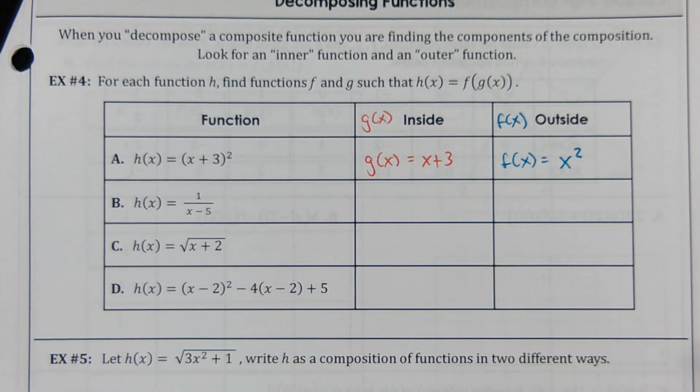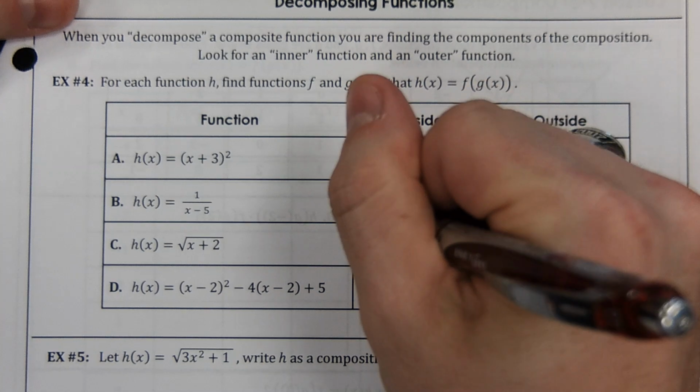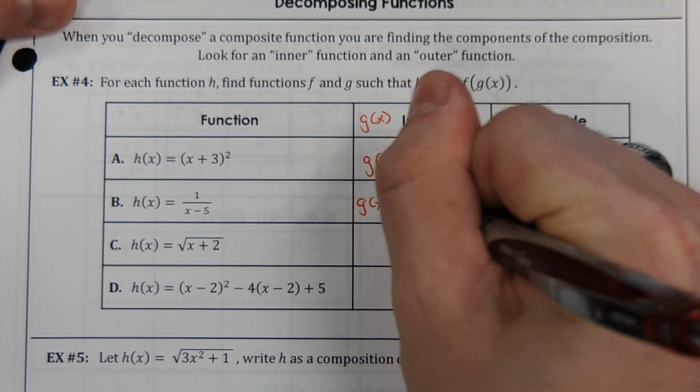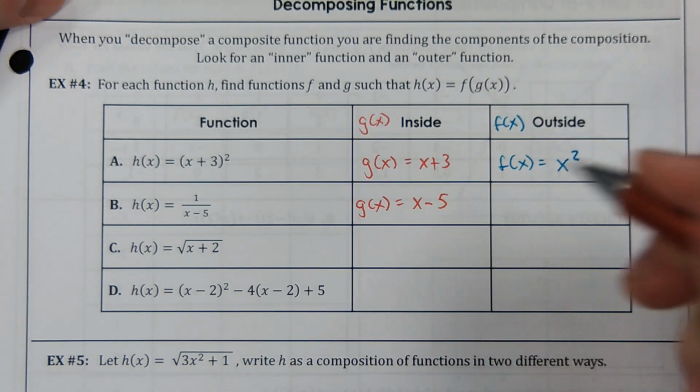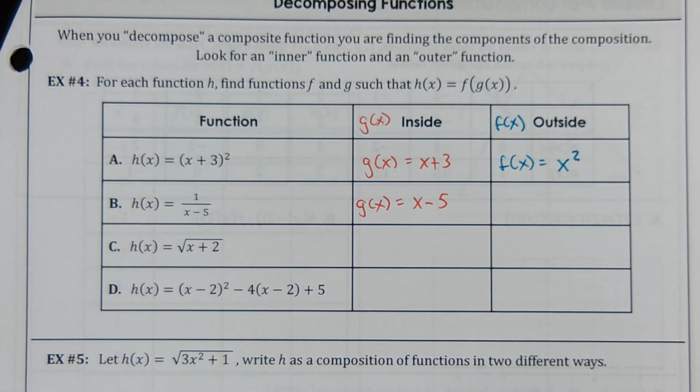For this fraction, someone other than Gavin, what looks like it got plugged into something else? X minus 5 is the easiest way to handle this. Yes. So I would say that the bottom of the fraction is what got plugged in. Plugged into what? Plugged into a fraction.